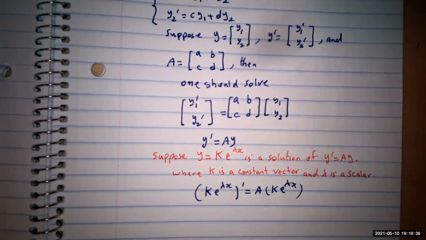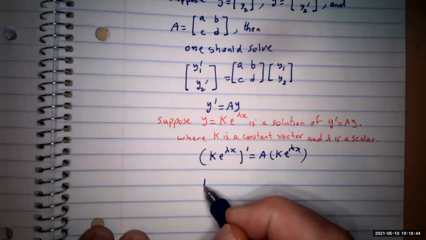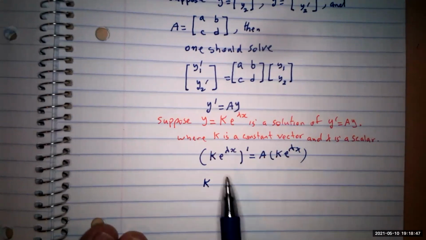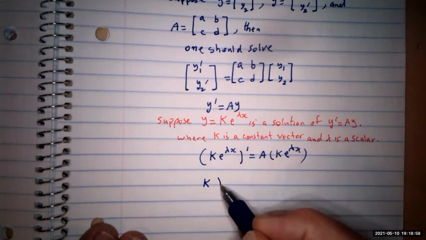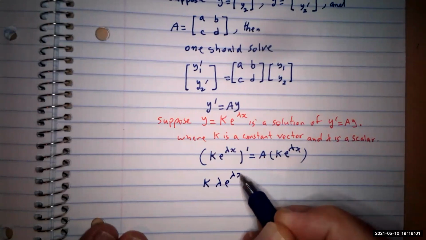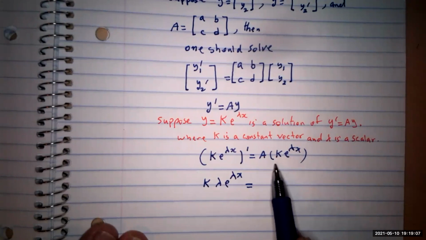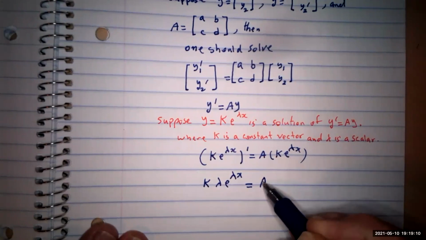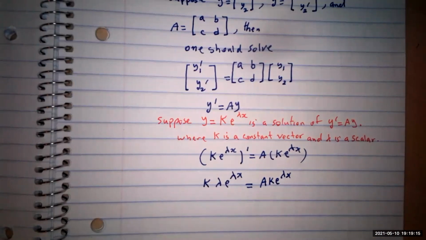Now we can differentiate it. k is a constant, and you know that the derivative of an exponential function is the exponential function, but you have to multiply by u prime. This is like e to the u. So the derivative of e to the lambda x is lambda e to the lambda x. That gives the derivative, which is equal to, on this side, just the same thing, A k e to the lambda x.